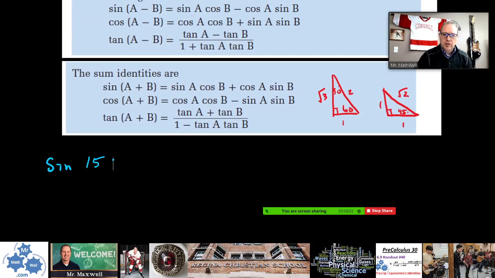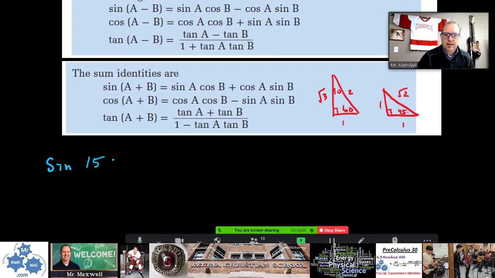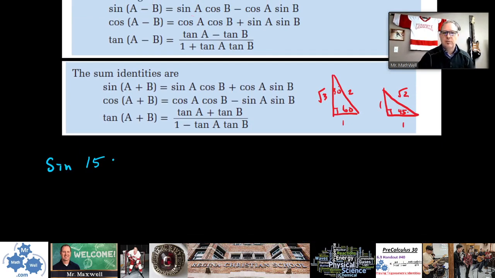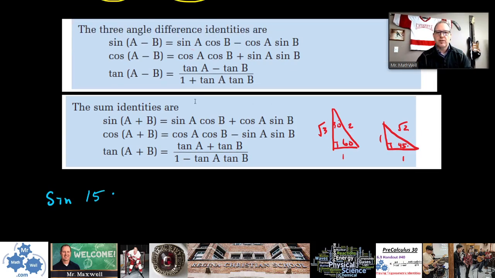Okay, so I changed my mind here. We're going to do not 105. We're going to do sine of 15, and the reason why is because I can use some common angles, some of my important angles for my special angle triangles, and I can make this into a difference. So let's focus on a difference here. Let's make a difference. Okay?